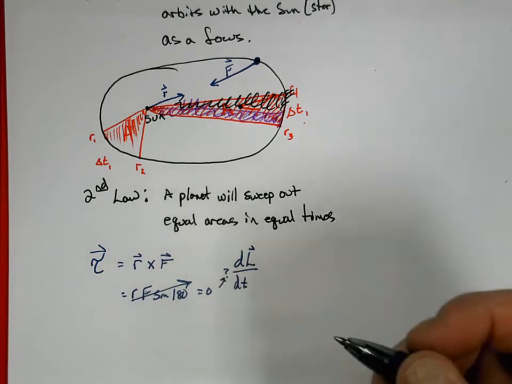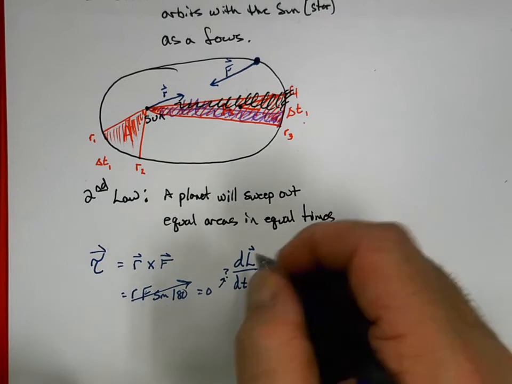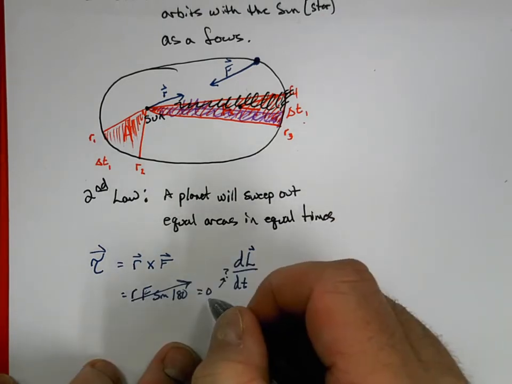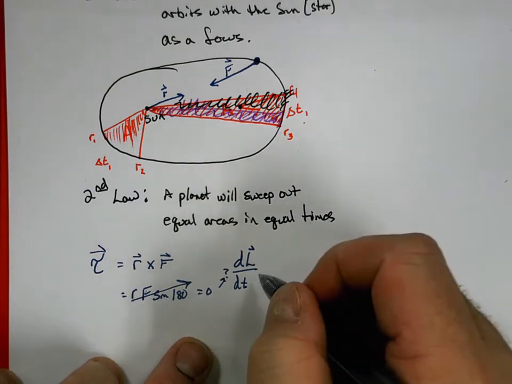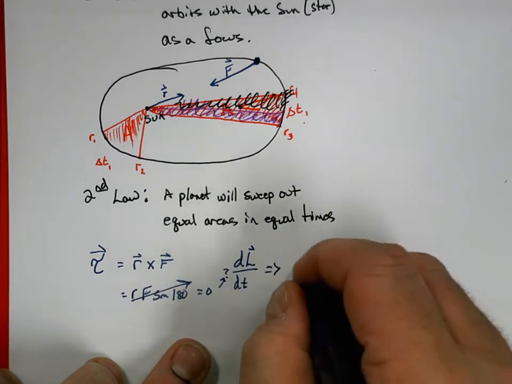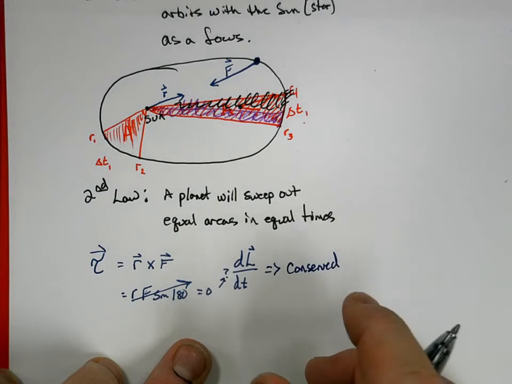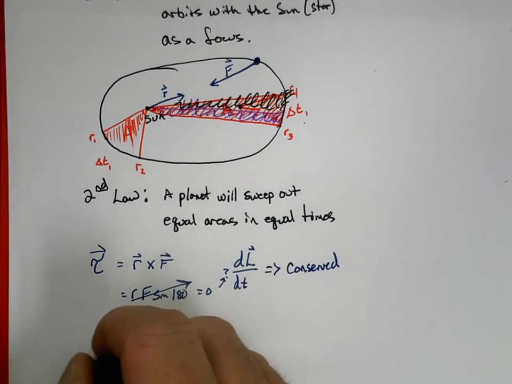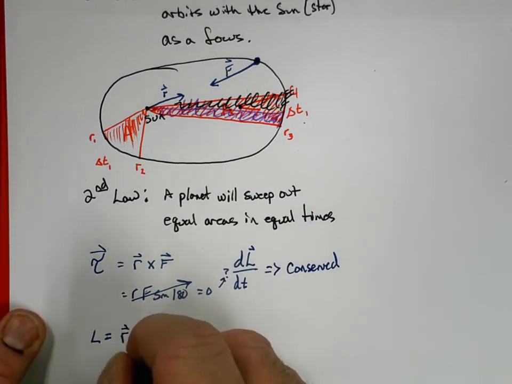What is that going to tell us about our change in momentum? What happens to our change in our momentum? Well, if dL/dt, I'm sorry, if our torque equals 0, if we have no rotational force acting on an object, then our rotational momentum must be conserved, or it equals a constant, therefore it is conserved. All right, now if it's conserved, that means L equals R cross P.